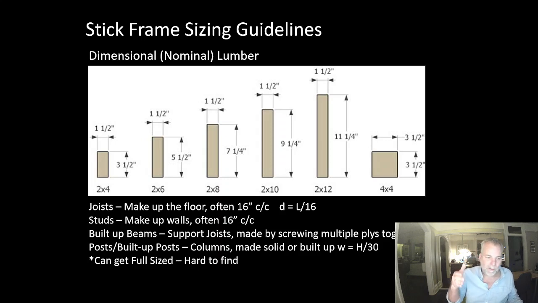Joists are the spanning elements that might go wall to wall or wall to beam. We use a rule of thumb of L/16. So take your span, divide by 16. That'll give you the nominal depth of the joist that you might need. And we would typically put joists at 16 inches on center, 400 millimeters on center, about that far apart.